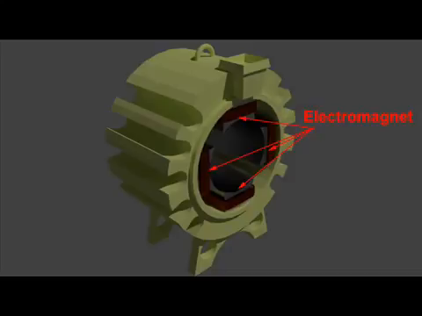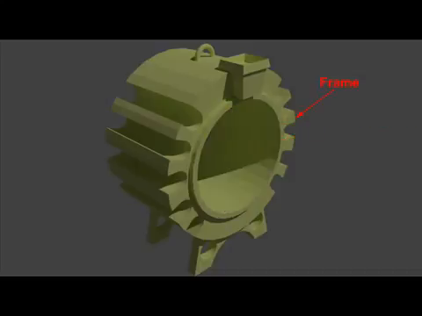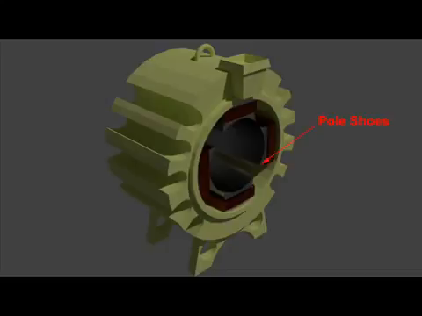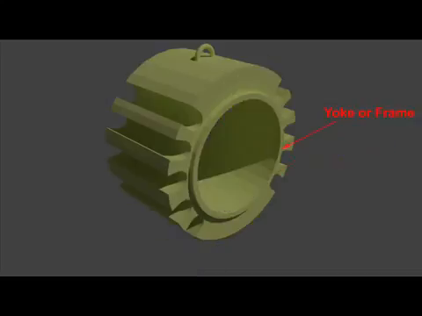Field magnet system consists of four main parts: yoke or frame, pole cores, pole shoes, and magnetizing coils. Yoke is generally of cylindrical shape. The yoke acts as a cover frame of machine and carries the magnetic flux produced by the poles. Since the field is stationary, there is no need to use laminated yoke for normal machine.